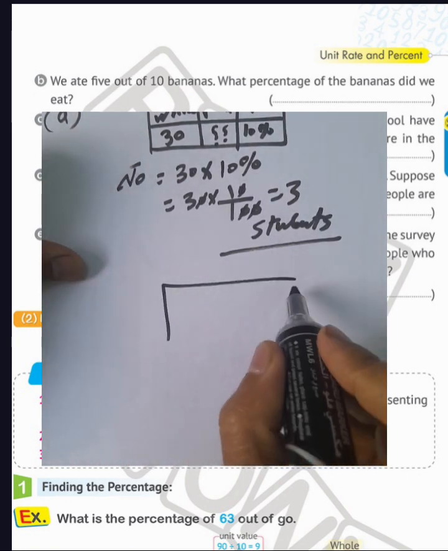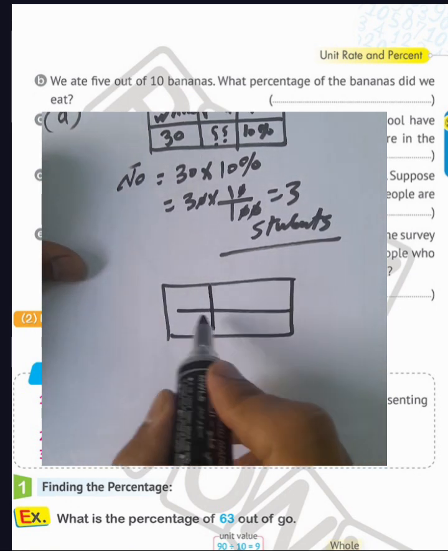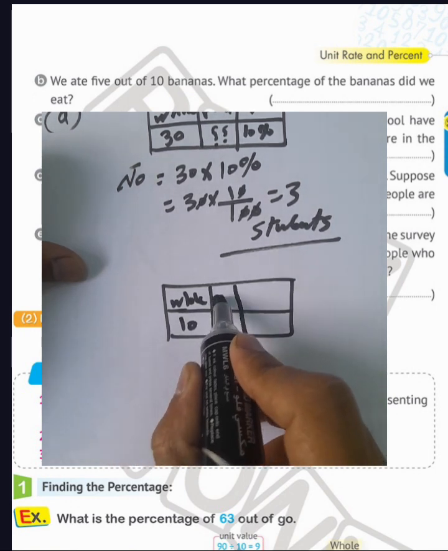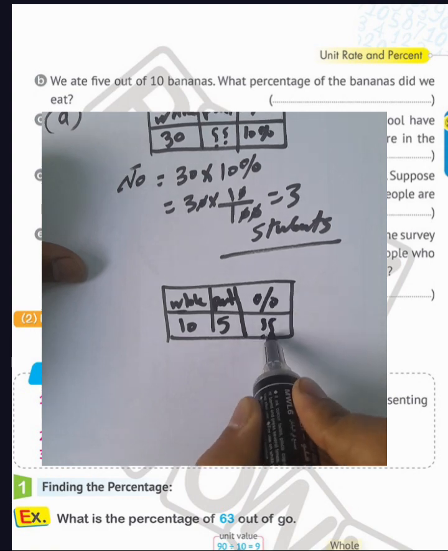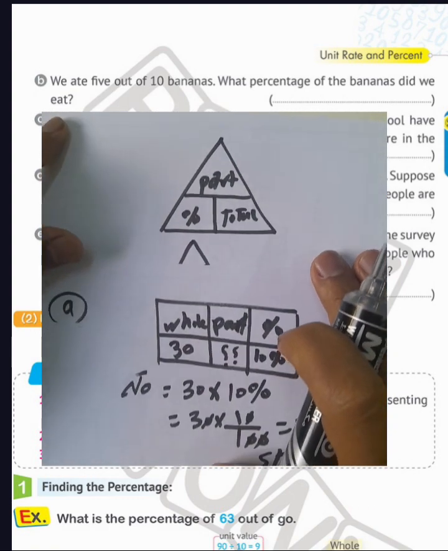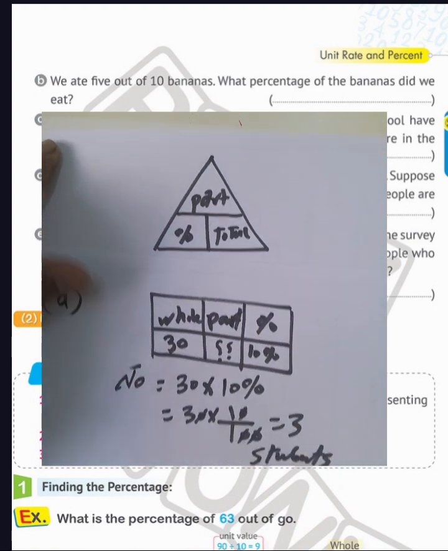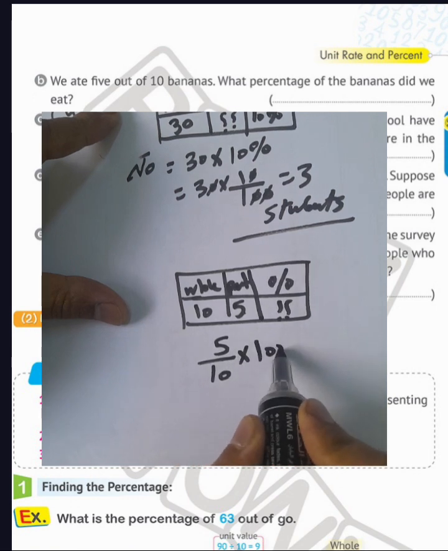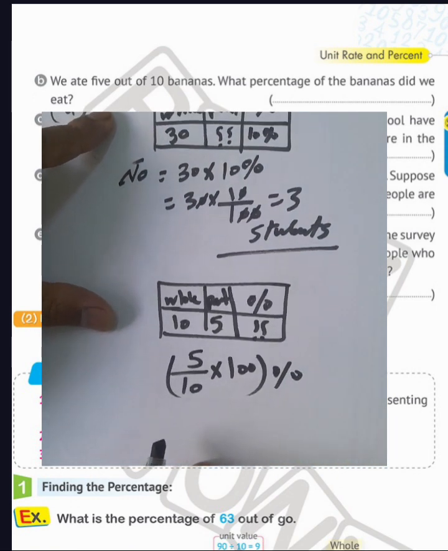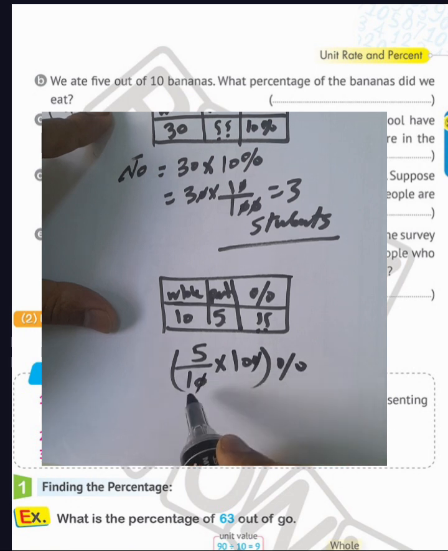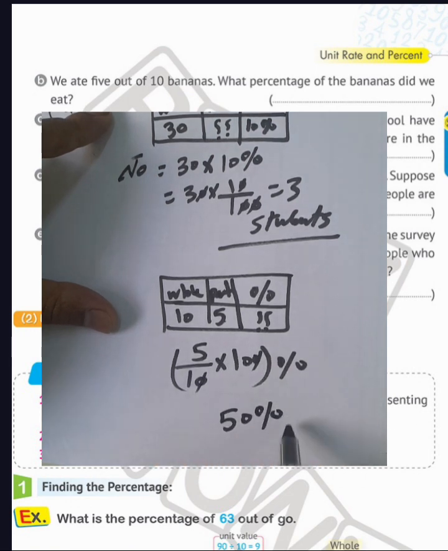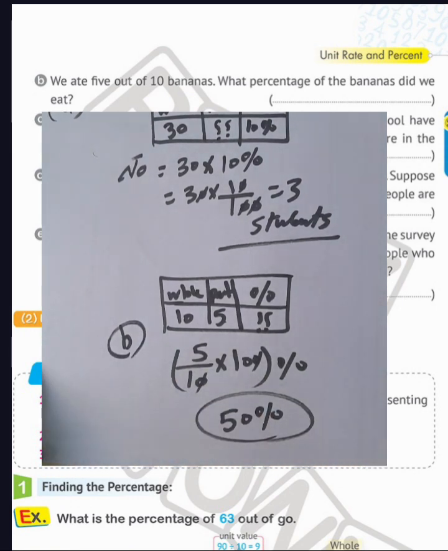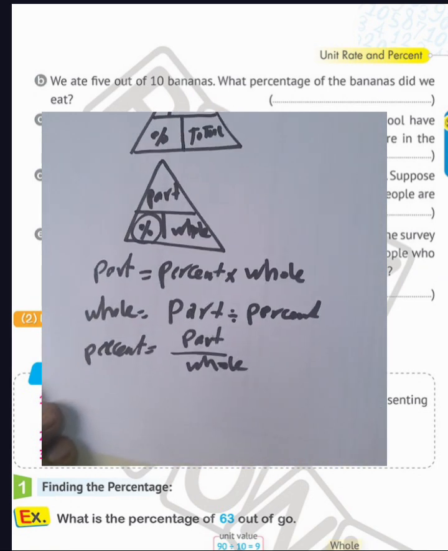Okay, he wants to find the percentage. He gives us the whole, the total bananas, and the part was 5, and you want to find the percentage. To find the percentage, you must divide the part by the total and convert it, right? Divide the part by the total, 5 over 10, multiplied by 100 percent. 5 over 100, cancel 0 by 0, and 5 times 10 equals 50, then the result will be 50%. It was question letter B. Understood? Next example.